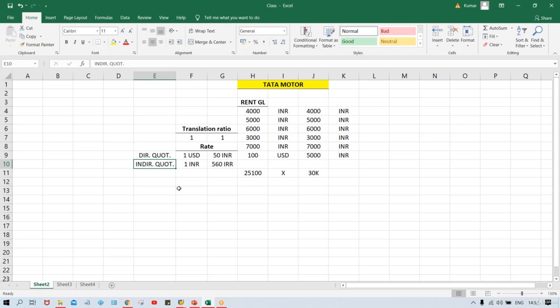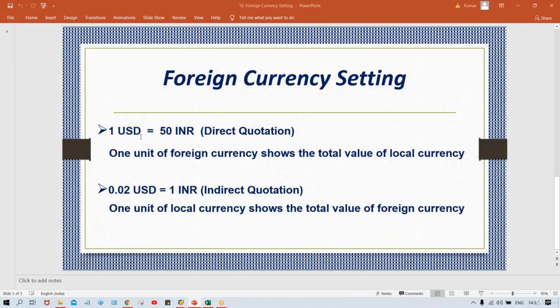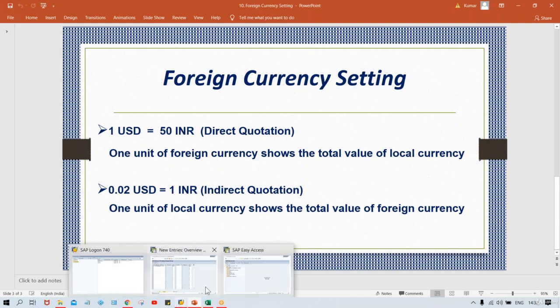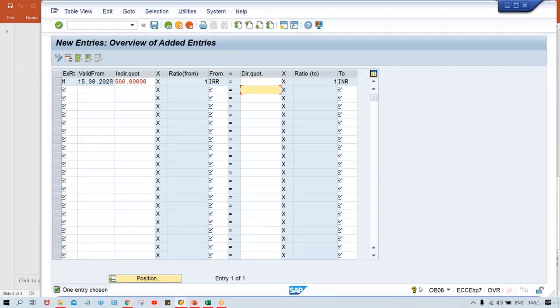And if the foreign currency value is smaller than the local currency, in that case, we are going to maintain the rate under indirect quotations. I'll come back to my definitions once again. Look at here. This example I have quoted in the form of USD itself. Say for example, we can specify the rates in two ways.